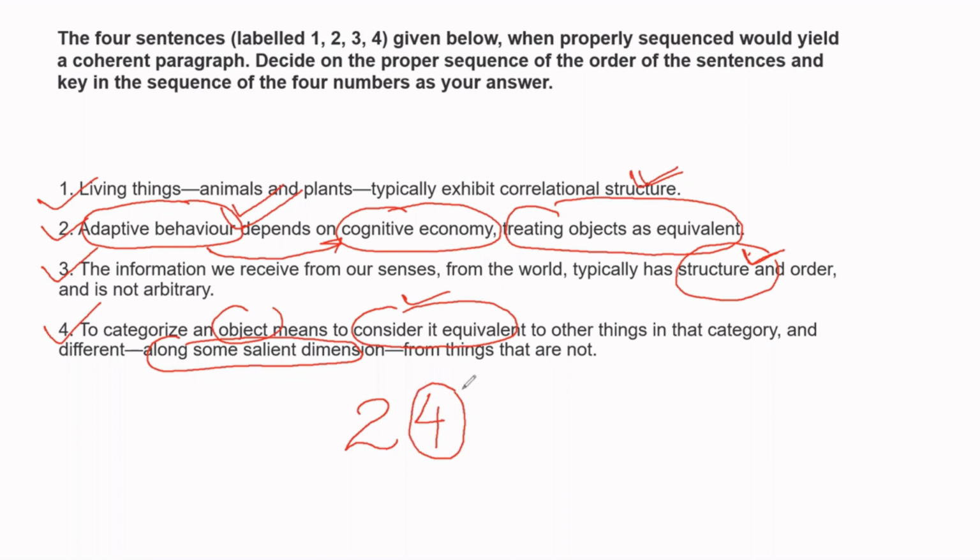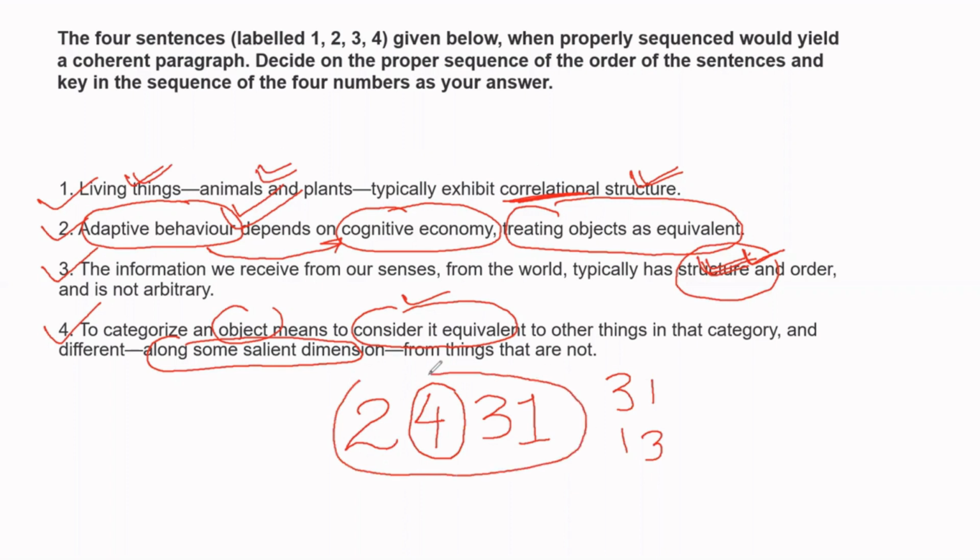Sentence number 1 and 3. Now I don't know which sentence will come before, whether it is going to be 3-1 or 1-3. Let's read sentence number 3. The information we receive from our senses from the world typically has structure and order and is not arbitrary. Now sentence number 3 introduces a new variable, structure, whereas sentence number 1 kind of gives an example of a type of structure. Living things, animals and plants typically exhibit correlational structure. So it is an example of structure. So 3 will come before, and the sentence which cites an example of 3 will come post 3. So 2, 4, 3, 1 is my correct answer.